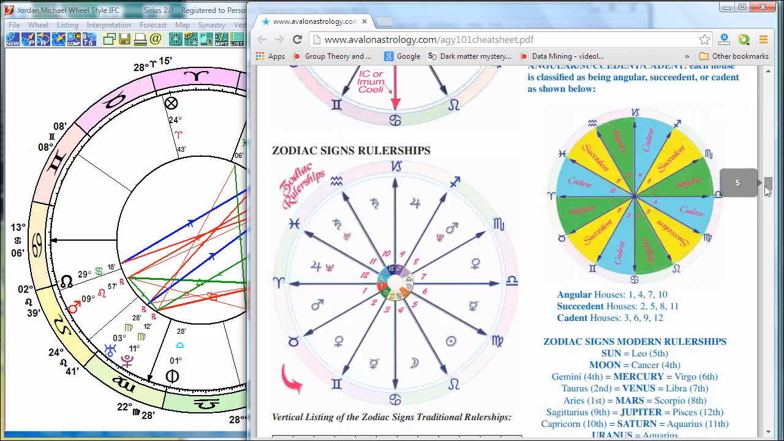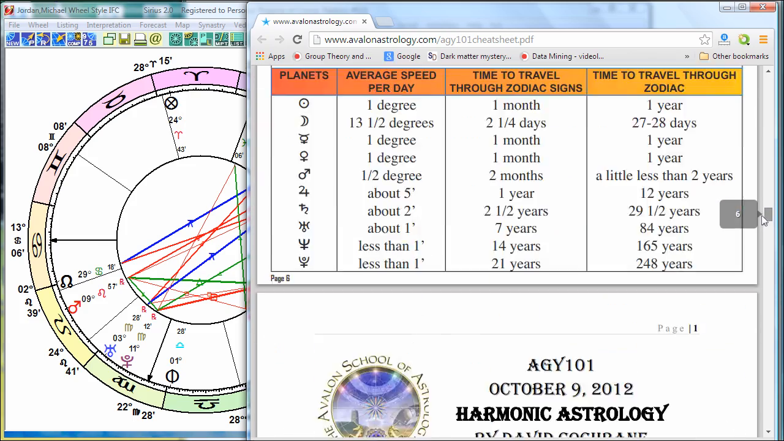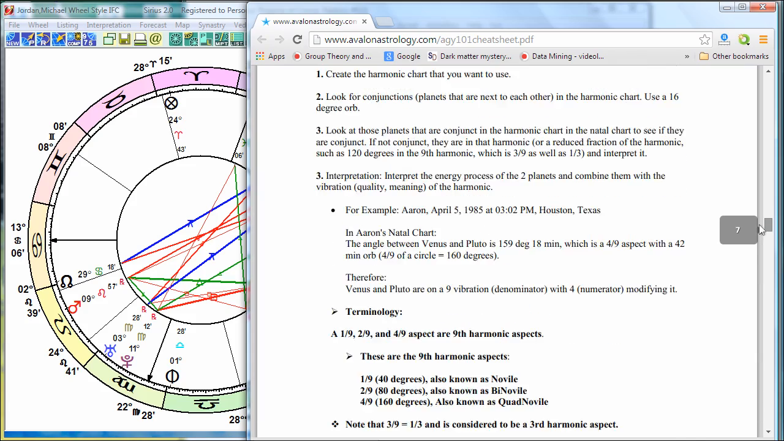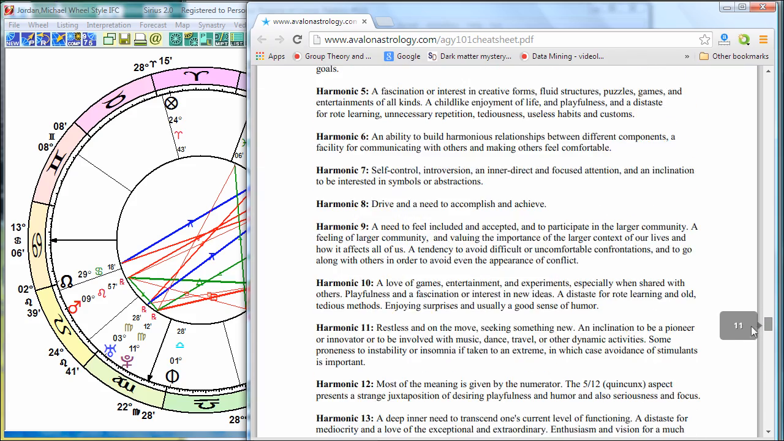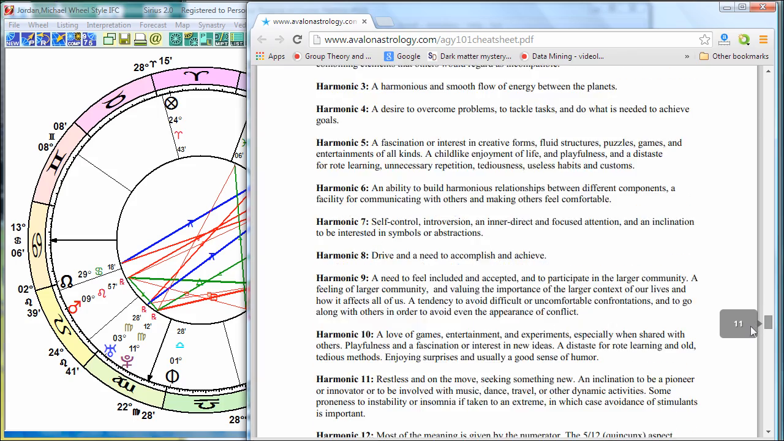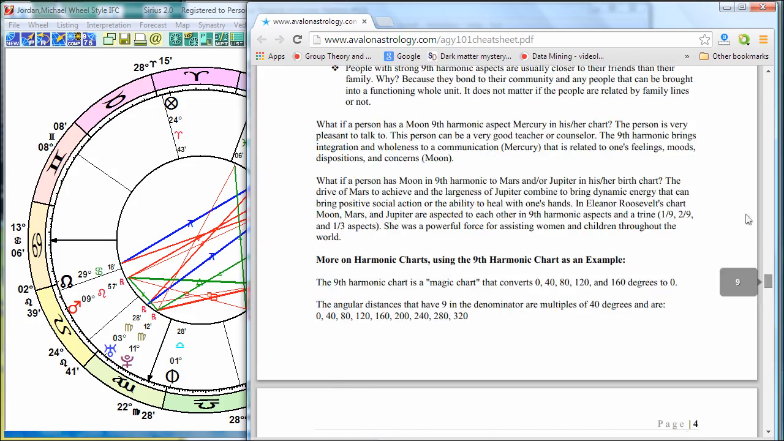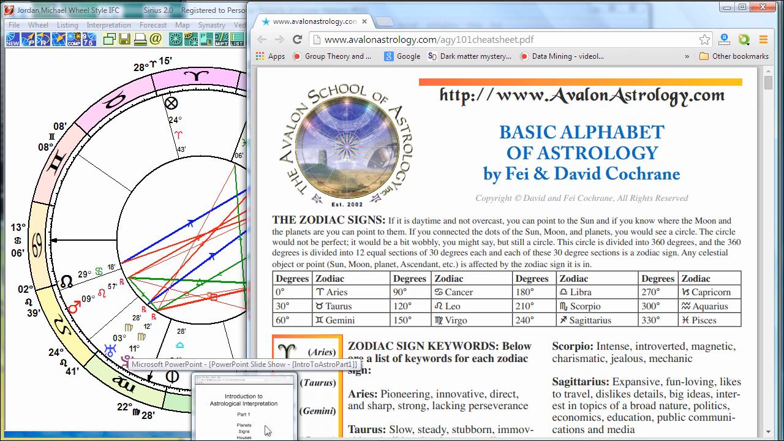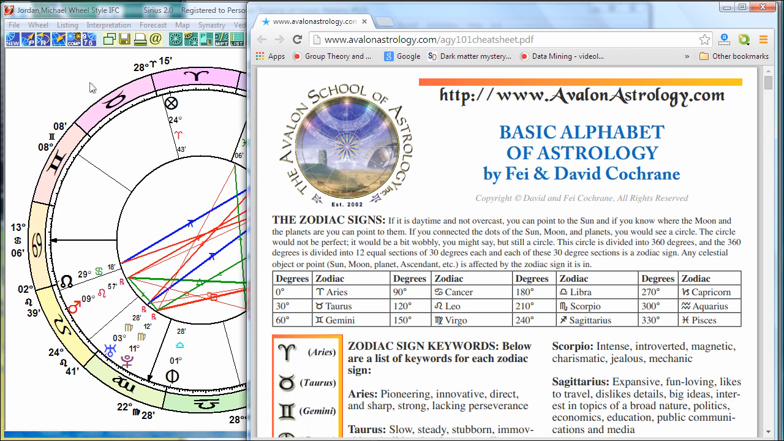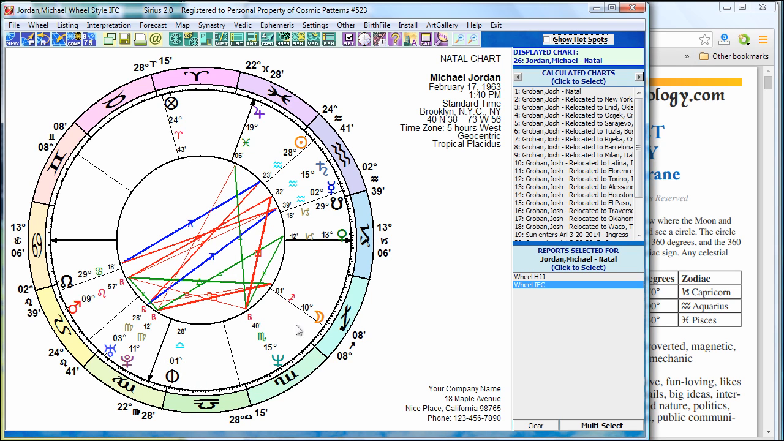So that's the basic idea. I'm just scrolling through here. Lots of information, and some here on the harmonic ideas, which is more advanced. You don't really need that. But the basics are up here at the beginning of this document. Okay, so you now have the idea of how this works. Again, the 5 major aspects, 2 planets together would be a conjunction.